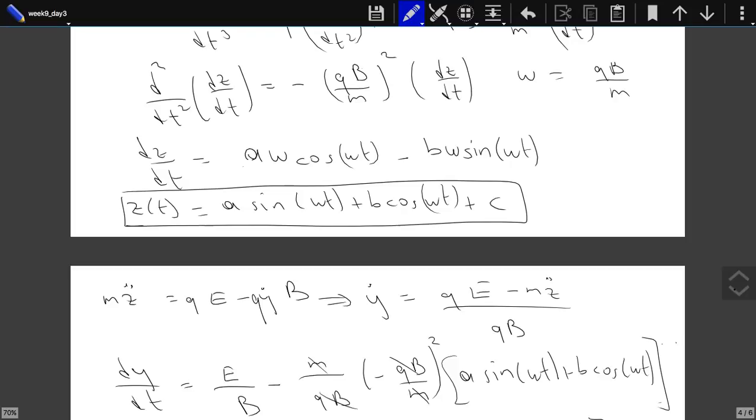Now I solve for y dot, and y dot is equal to this one. Just separate them. I have minus E over B minus m over qB times z double dot. Well, you already have the expression for z. z double dot is nothing but minus omega squared times a sine omega t plus b cosine omega t.